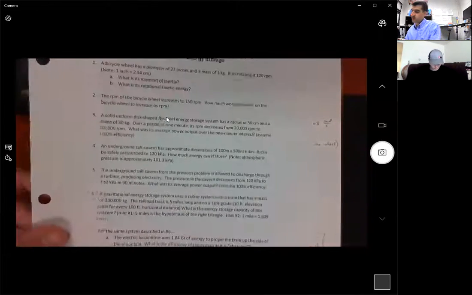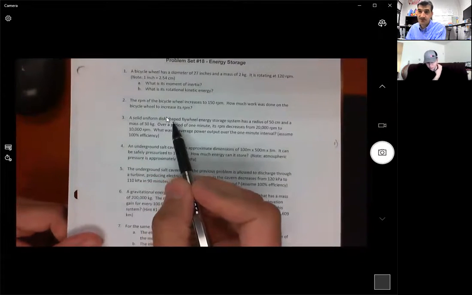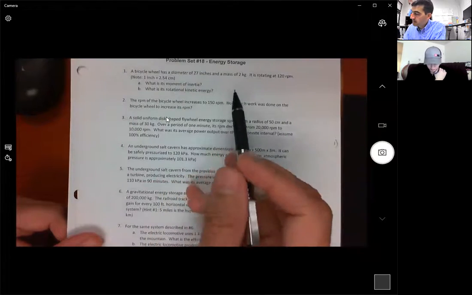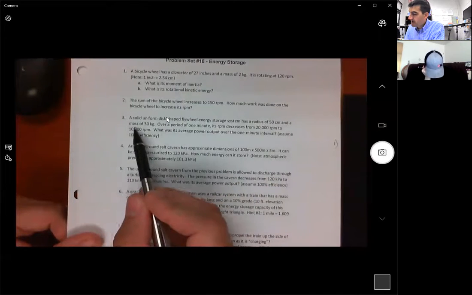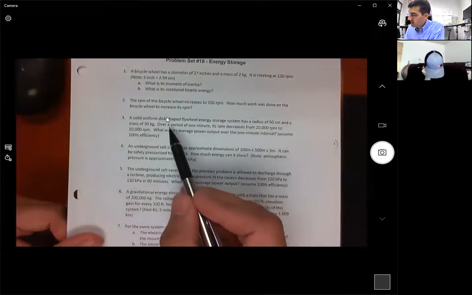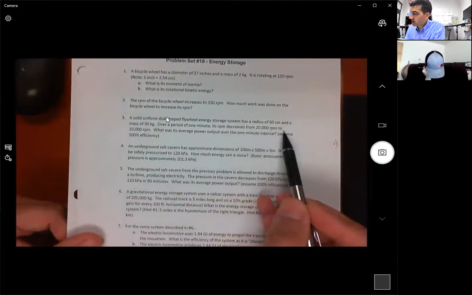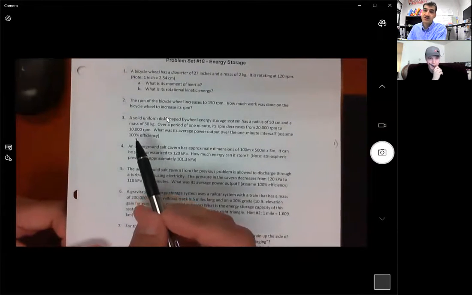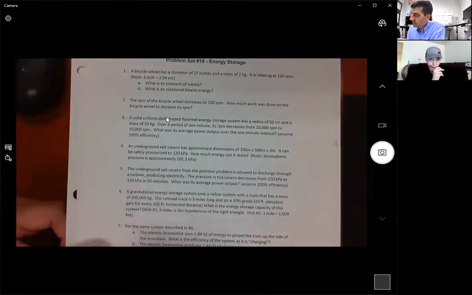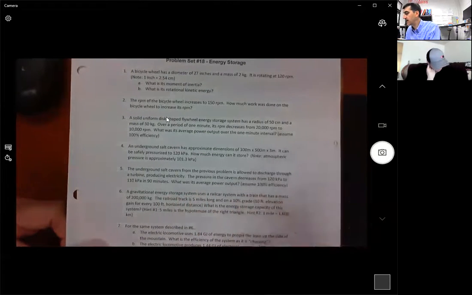Then number 3 is the last flywheel problem. It says that we've got a uniform solid disc. So it has a different shape factor than the bicycle wheel. And it has a radius of 50 centimeters, which is 1/2 meter, and a mass of 30 kilograms. And over 1 minute, its RPM decreases from 20,000 RPM to 10,000 RPM. So it's discharging. We're getting energy output from the flywheel. What was its average power output over the 1 minute interval?